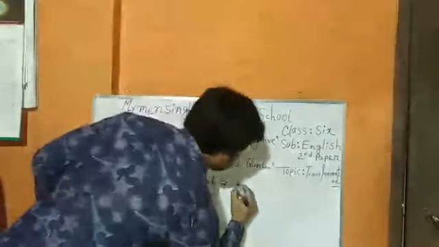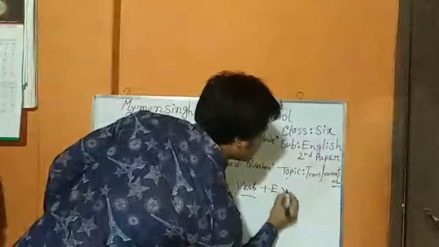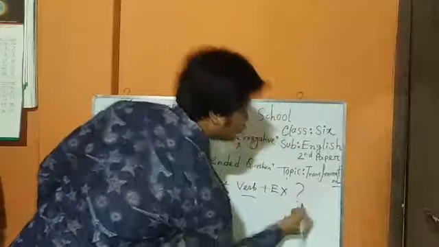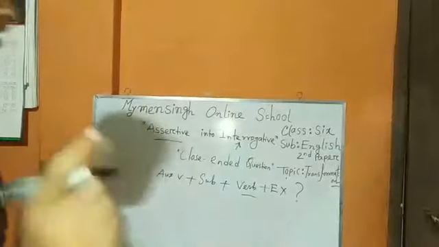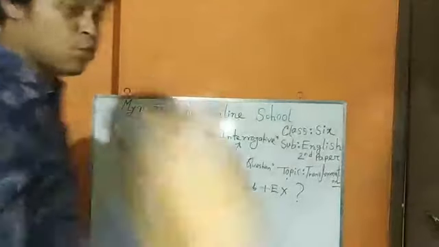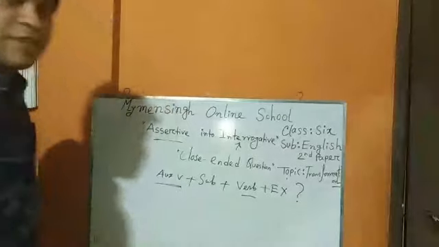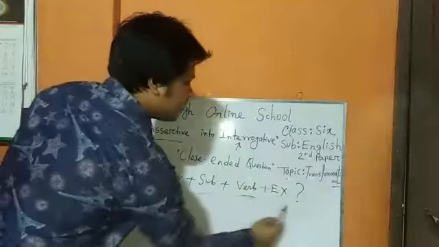Then we have to use a verb. And after that we may use an extension. And we have to use the sign of interrogation. That means how can we form a closed-ended question? We can form a closed-ended question by using first an auxiliary verb, then subject, then verb, and extension.